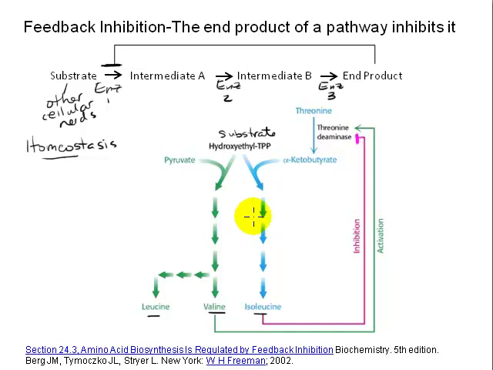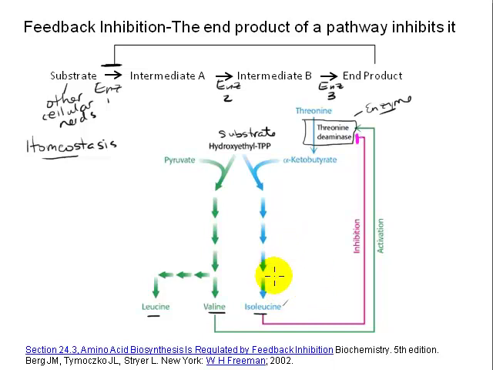So how is this accomplished? It all involves the regulation of an enzyme called threonine deaminase. This enzyme begins the isoleucine biosynthetic pathway by converting the amino acid threonine to alpha-ketobutyrate. Alpha-ketobutyrate is then combined with hydroxymethyl-TPP and through a series of enzyme-catalyzed steps converted subsequently to isoleucine.